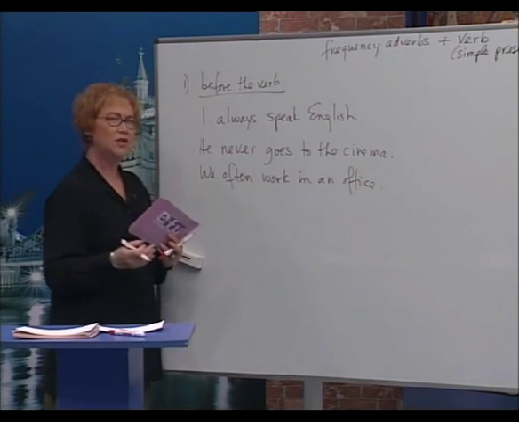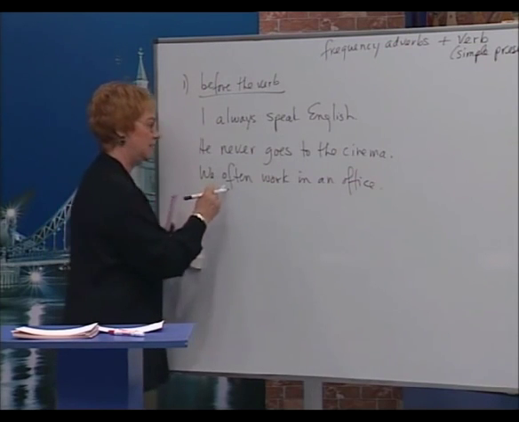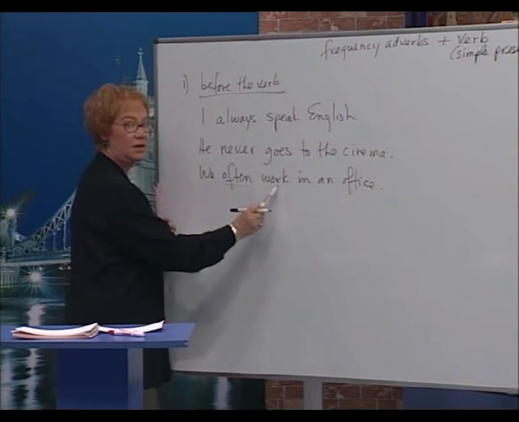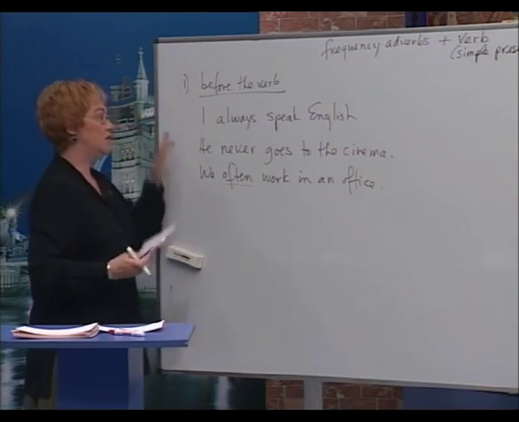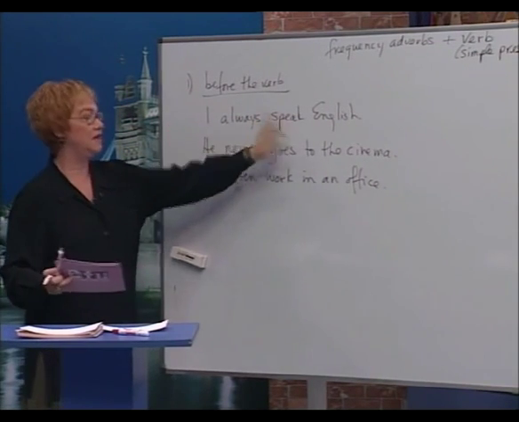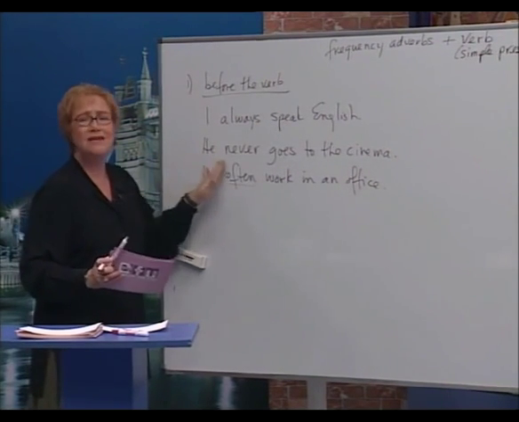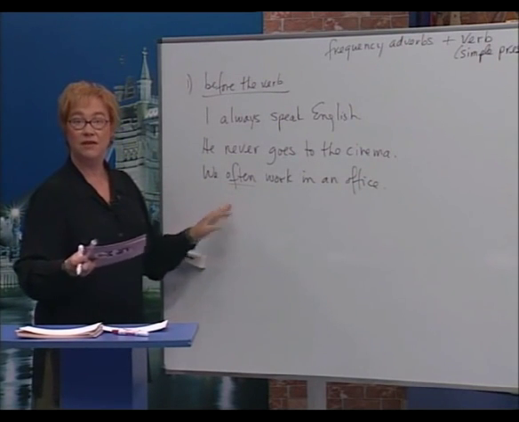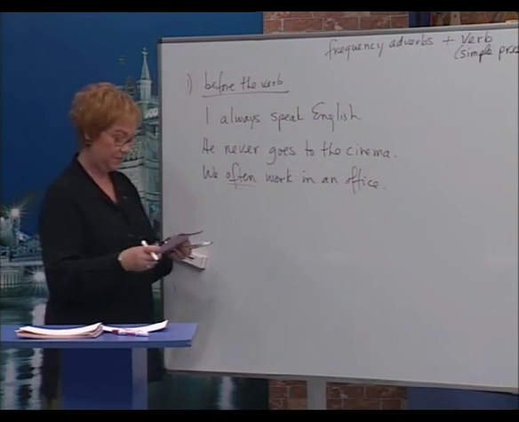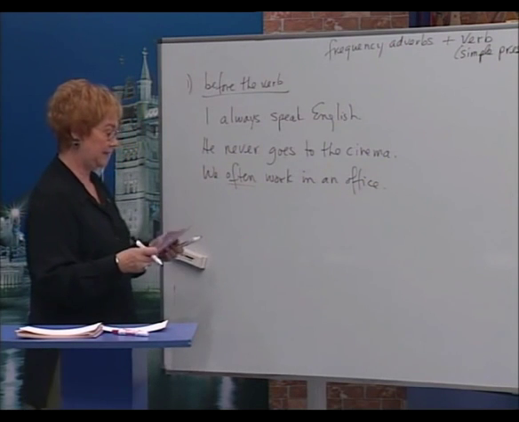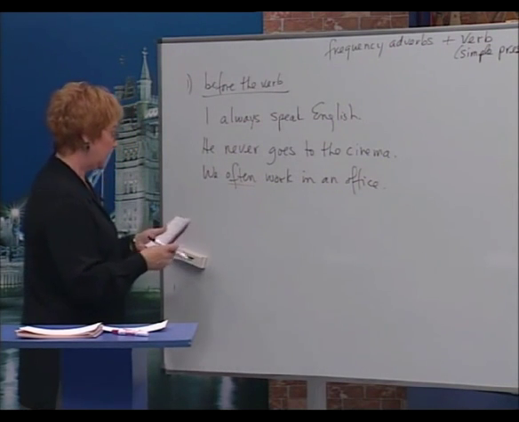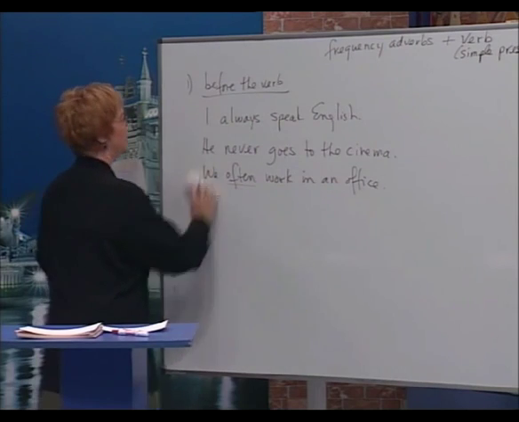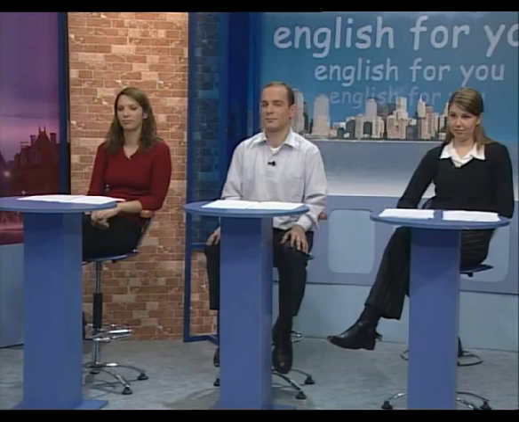We often work in an office. Here's the frequency adverb, here's the verb. So, I always speak English. He never goes to the cinema. We often work in an office. All right? Now, this is one place. The second one is with be verbs.